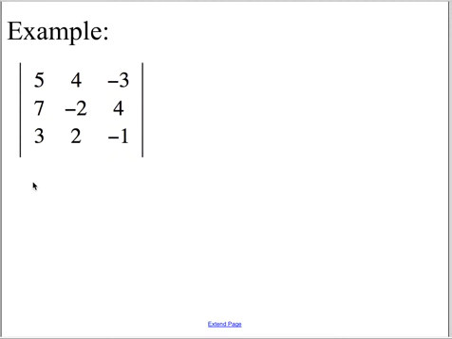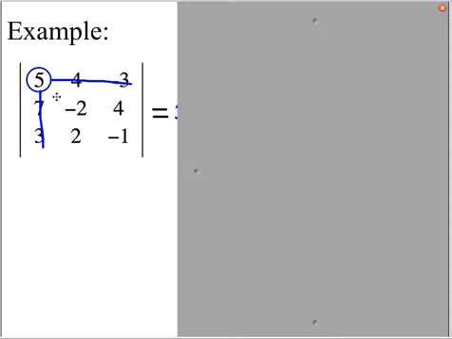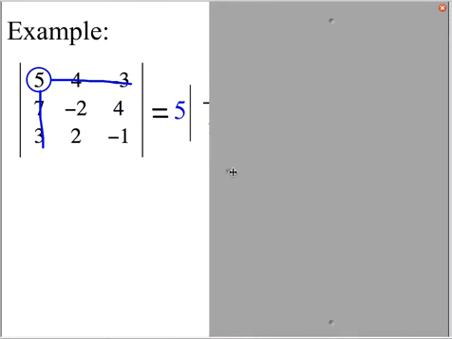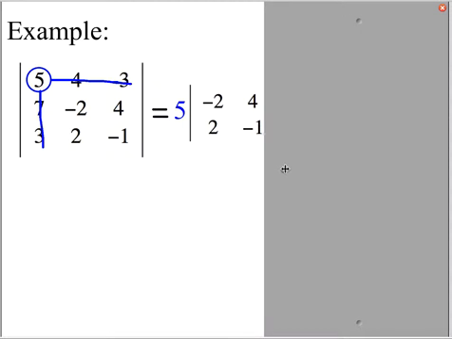So the example that I have here is a 3 by 3 matrix, 5, 4, negative 3, 7, negative 2, 4, and 3, 2, negative 1. So I'm going to go piece by piece with what I do to solve these by hand. So the very first thing I did, I usually circle my top left value and then I cross out the numbers. You don't want to cross them out so that you can't read them because you'll need them for the next steps, but you can still read what they are. So 5, and so I'm going to write my 5 there. And then the 2 by 2 matrix that is left is negative 2, 4, 2, and negative 1.